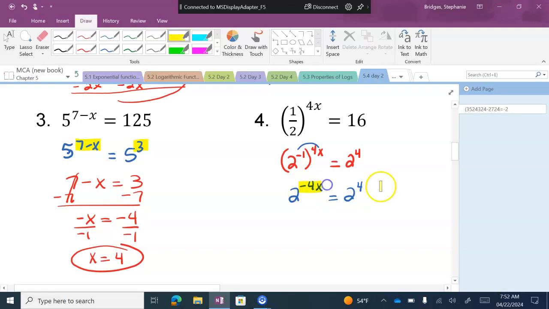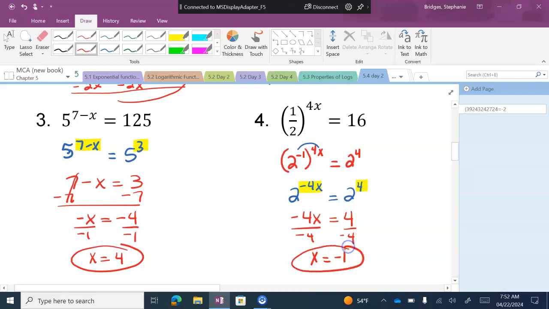Now we can drop the bases. We can set those exponents equal and solve that equation. So if I have negative 4x equals 4, I'm just going to divide both sides by negative 4. And what is 4 divided by negative 4? Negative 1.